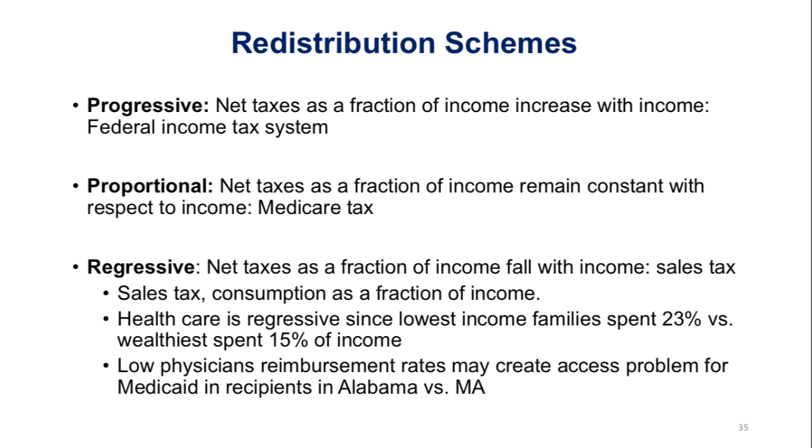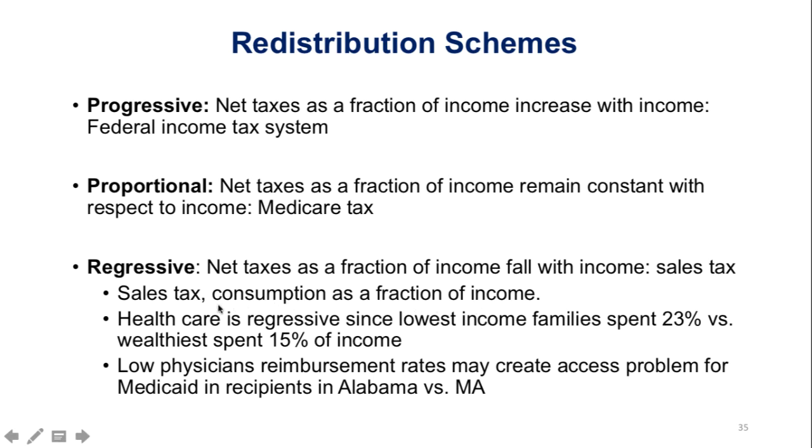For example, a progressive tax is when the net taxes as a fraction of income increase with income, such as the federal income tax system. A proportional tax is when the net taxes as a fraction of income remain constant with respect to income, such as Medicare taxes. And a regressive tax is when the net taxes as a fraction of income fall with income, such as sales taxes in the United States. Think about consumption as a fraction of income.